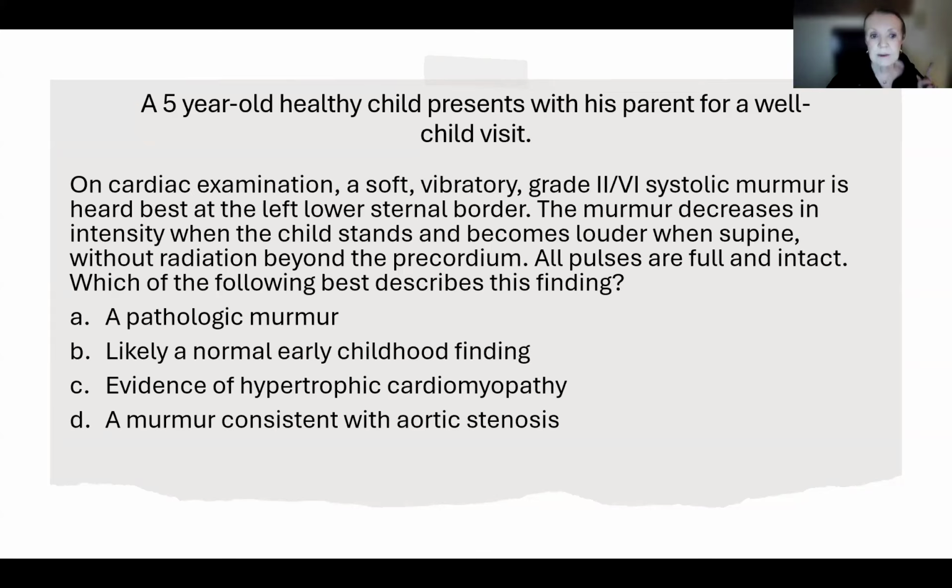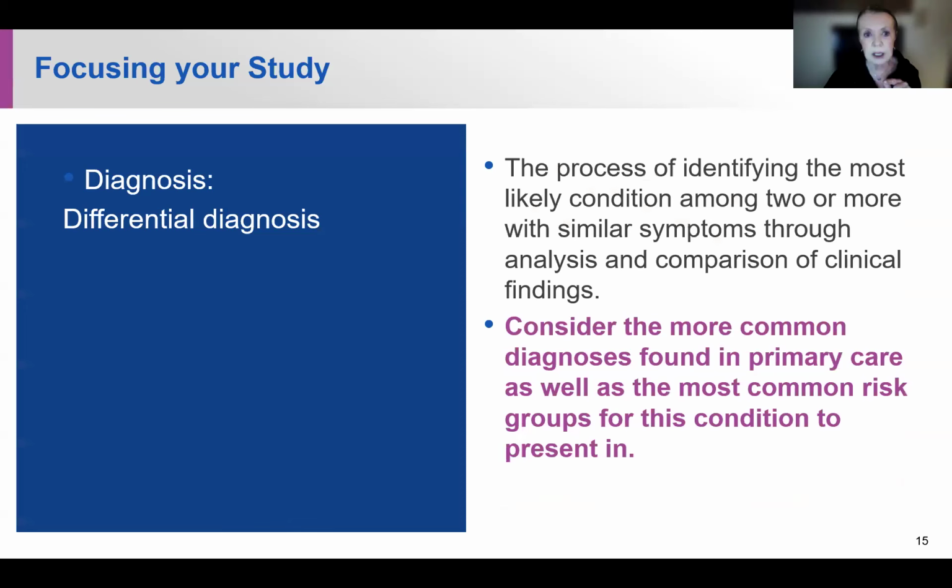So the correct answer here is B, likely a normal early childhood finding. These are the characteristics of a physiologic murmur. Do you see with a question like this, you have to take everything into account that is given to you here. Every word is important. I know that there are people who will say to you things along the lines of, no, what you have to do is skip over words. The stem, the story of the question, is loaded with information you don't need.